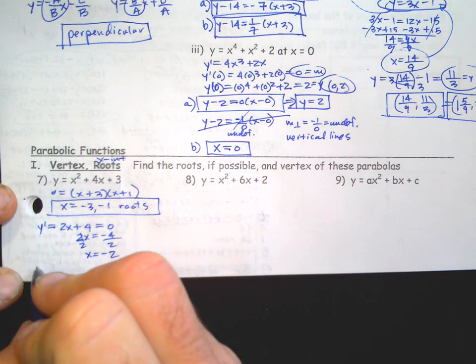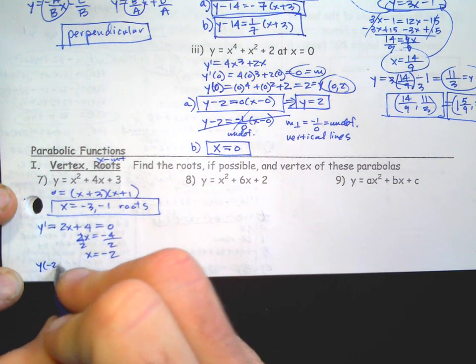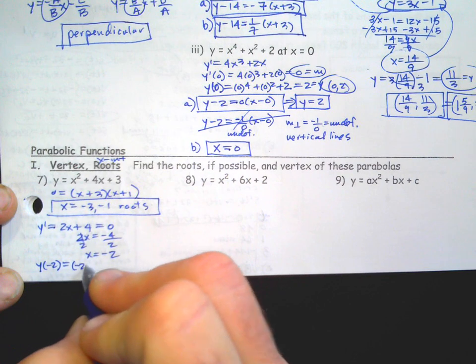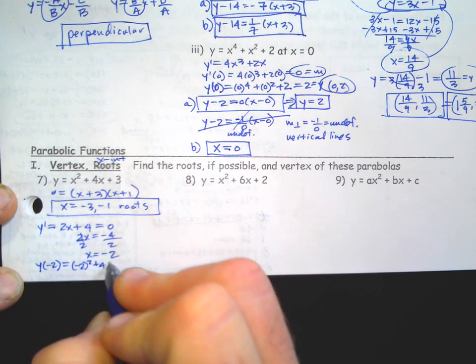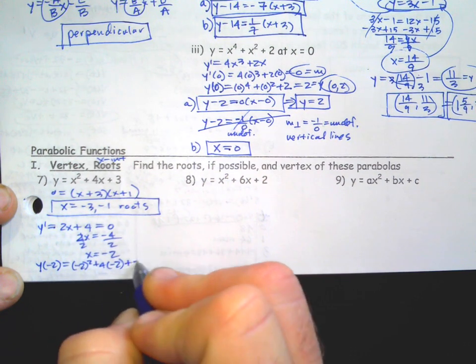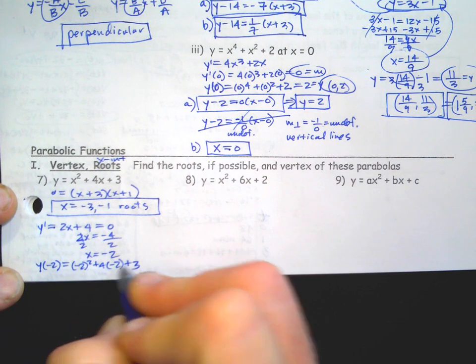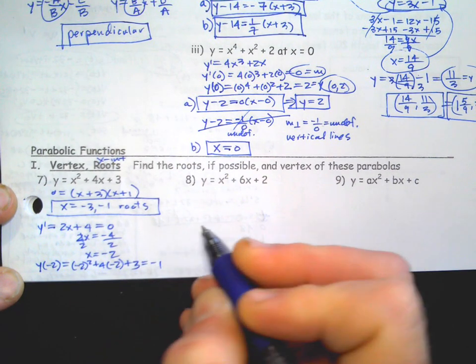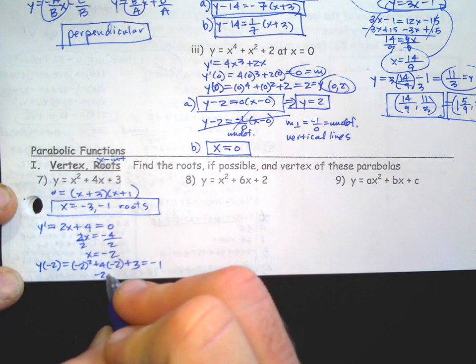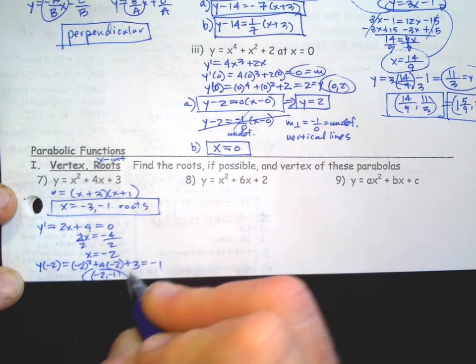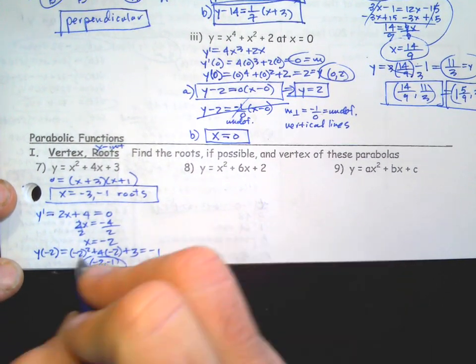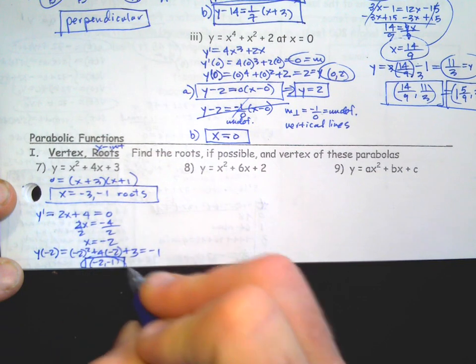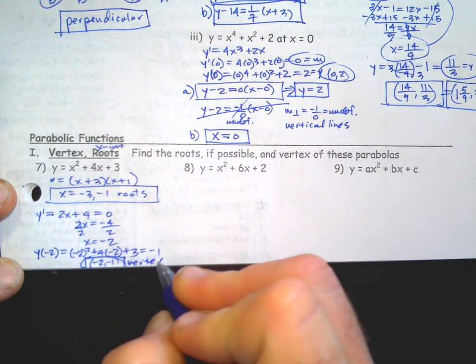So you still need the y value of the vertex. So that's positive 4 minus 8. It's negative 4 plus 3 is negative 1. So (negative 2, negative 1) is the point. That's the answer. That's the vertex. Okay.